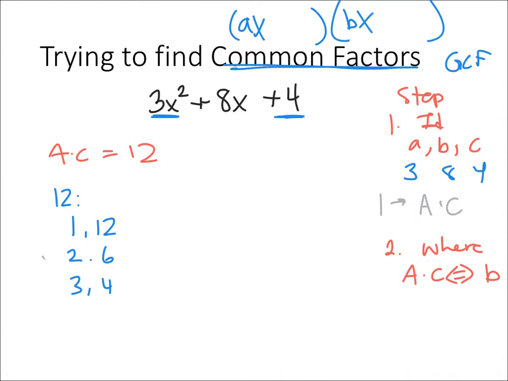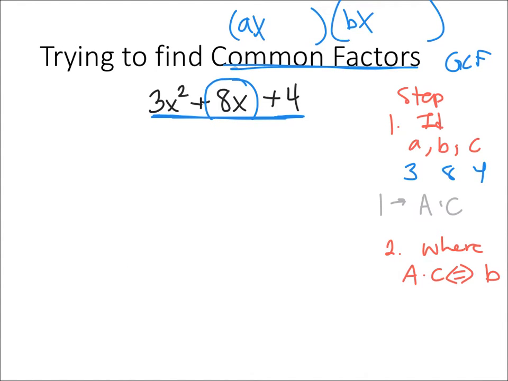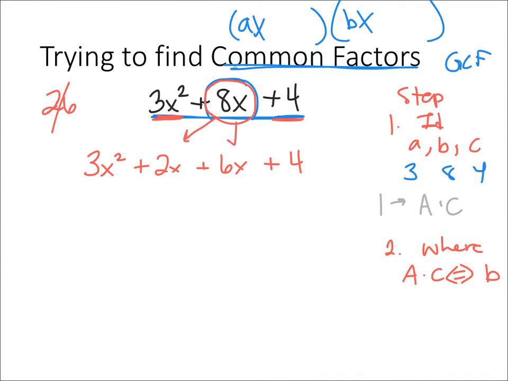The idea is that we're going to take this and split it apart. I'm going to replace this 8x with this 2 and 6, and this is how I'm going to do that. The first term stays the same, and then I'm going to say plus 2x plus 6x, and then plus 4. Notice that the first term and the last term stayed the same. The only thing I'm replacing is this 8x, and those two combine to give us that middle term. That's the idea of what we're trying to do here.